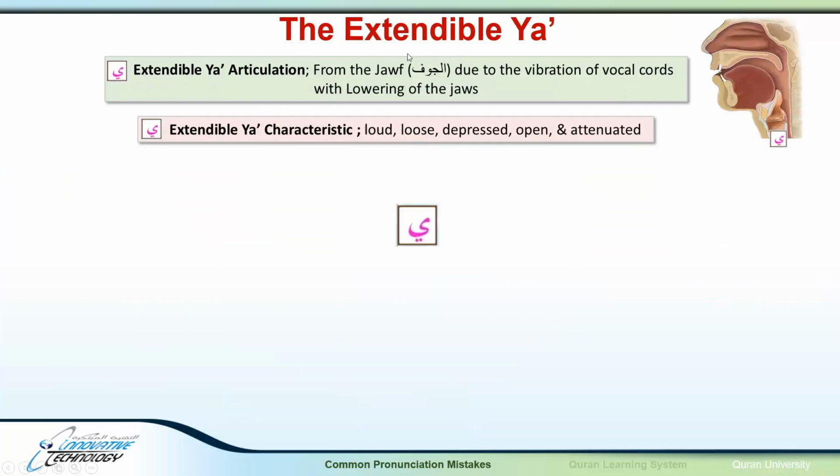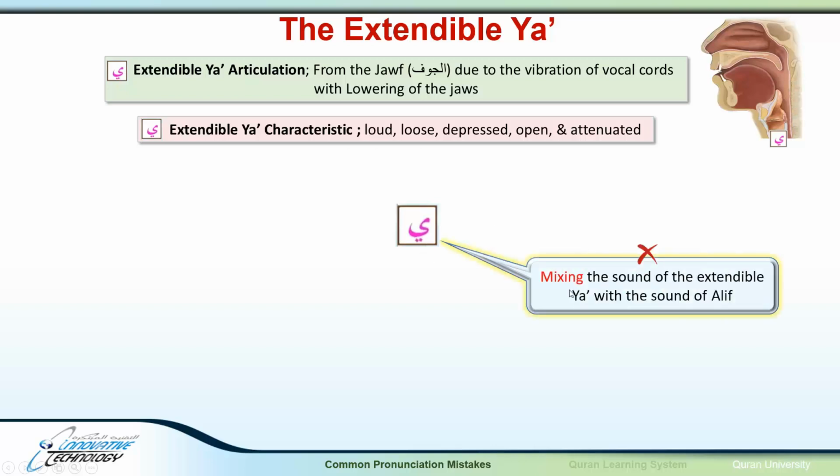And now, with the third vowel, the extendable ya. The extendable ya's articulation is exactly like the alif, where it comes from the jawf due to vibration of the vocal cords, but it is a modified alif by lowering the jaw while pronouncing it. So it's E, the jaw is lowered. And the extendable ya is characterized by being loud, loose, depressed, open, and attenuated. And now, let's discuss its mistakes.